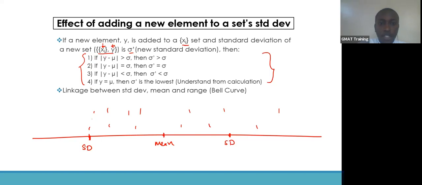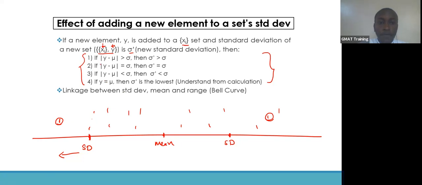If the distance of the new element from the mean is greater than the standard deviation, meaning a point from 1 is added greater than the standard deviation, then the new standard deviation is pulled outwards towards the new element, and therefore the new standard deviation will be greater than the old standard deviation.